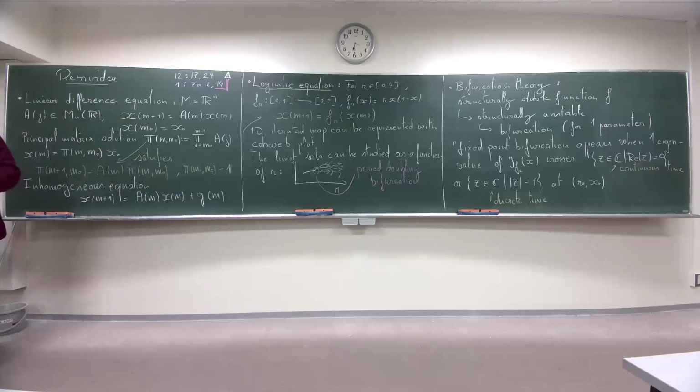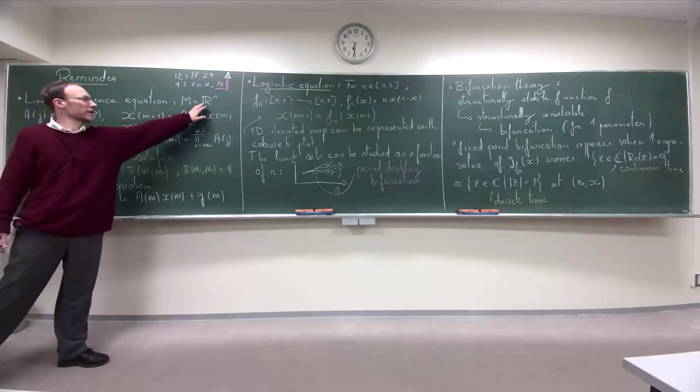Okay, so let me quickly remind you what we have seen last week. It was a recorded lecture. I hope you listened to it or watched it. We are dealing with discrete time systems, and we have seen the iterated map, and most of what we are going to see is about the iterated map, but there is a second type of discrete time system, which is called the linear difference equation.